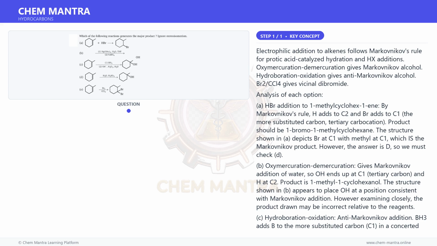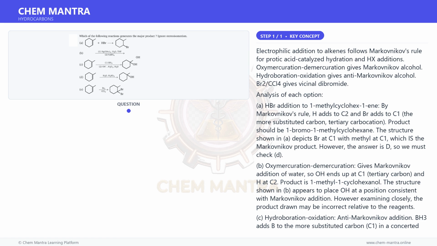Electrophilic addition to alkenes follows Markovnikov's rule for protic acid catalyzed hydration and HX additions. Oxymercuration-demercuration gives the Markovnikov alcohol. Hydroboration-oxidation gives the anti-Markovnikov alcohol. Br2 in CCl4 gives the vicinal dibromide.